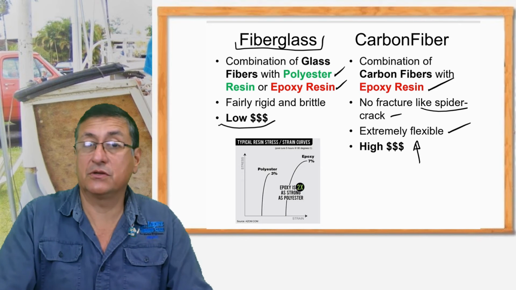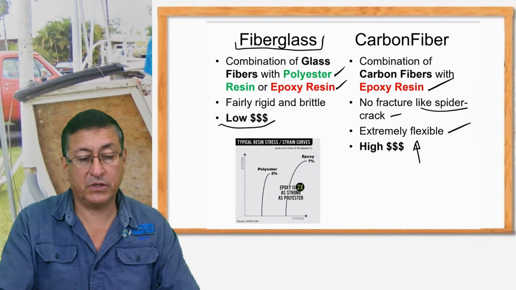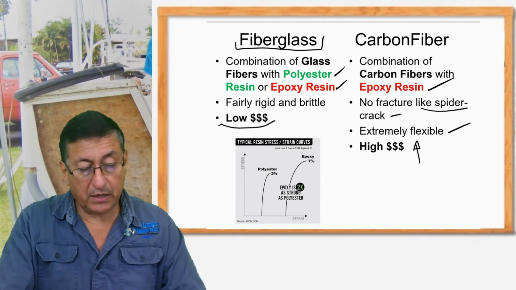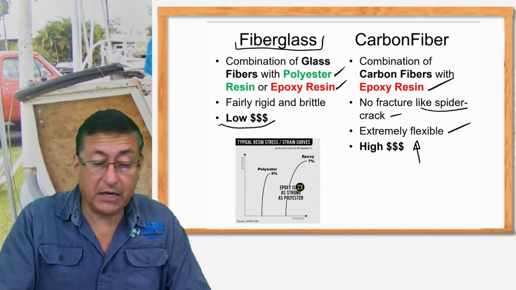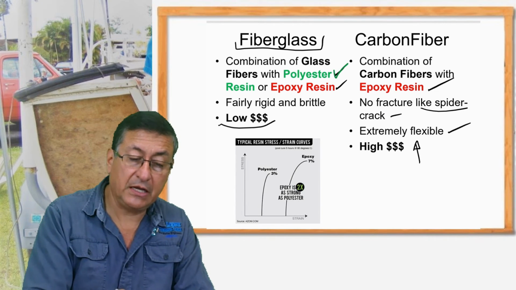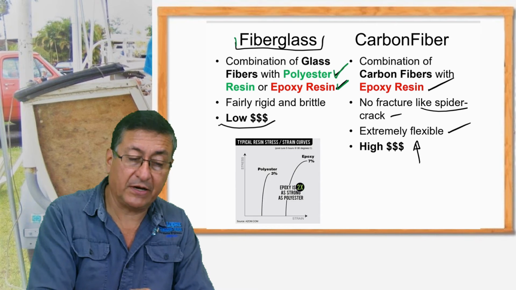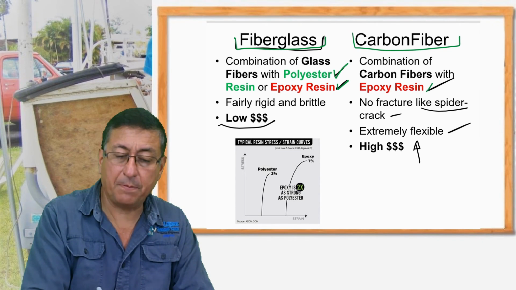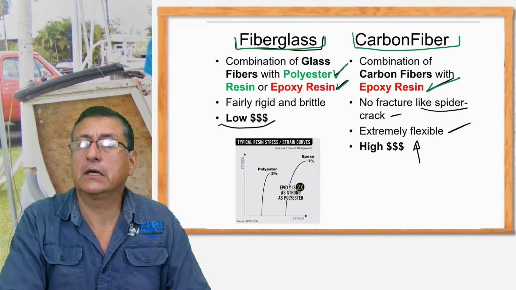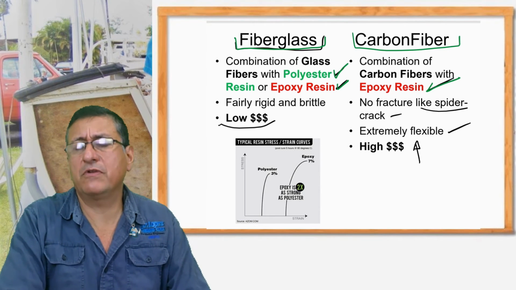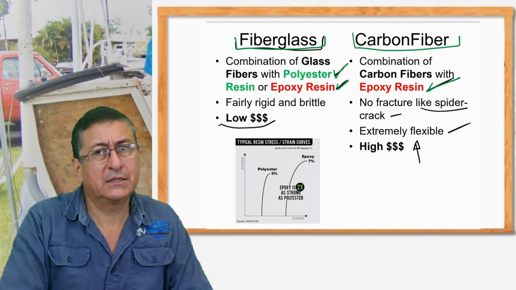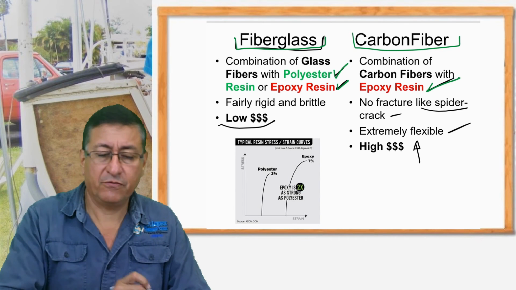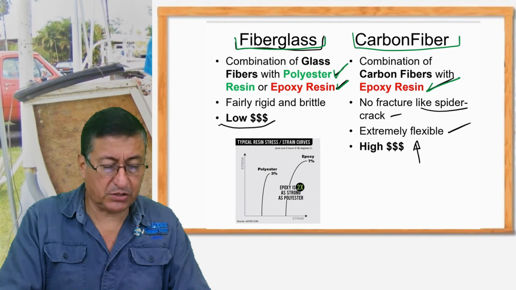Those are the properties of fiberglass in comparison with the properties of carbon fiber. Fiberglass normally can be combined with polyester resin and epoxy resin. However, carbon fiber should be combined basically with epoxy resin. Can I use polyester resin with carbon fiber? Yes, but the final structure is not the best. For that reason, the recommendation is epoxy.